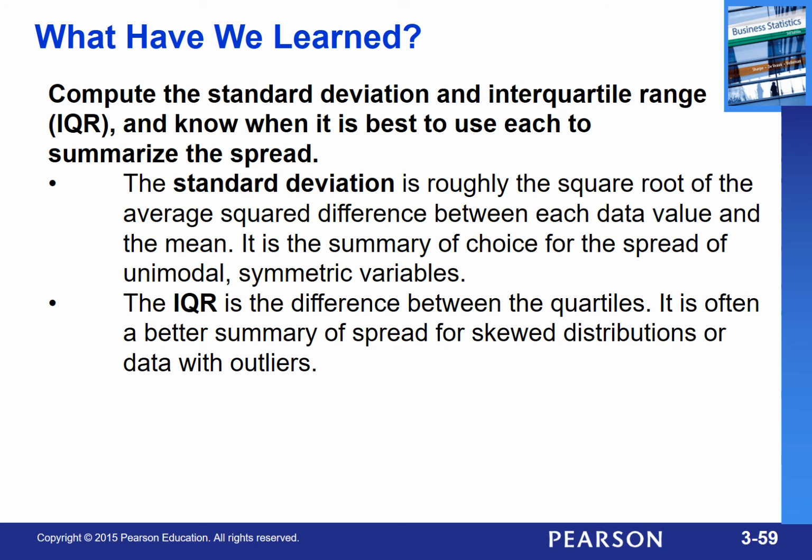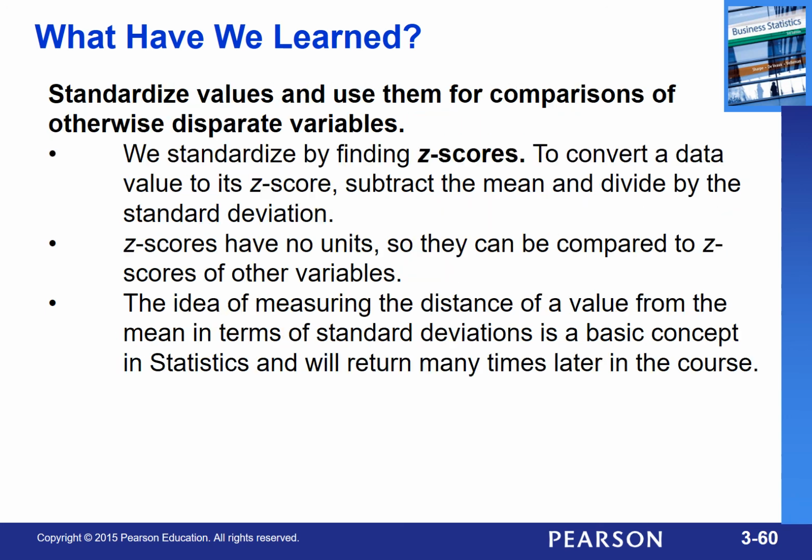Standard deviation we want to think of as the average distance from the mean. IQR is the middle 50%. When it comes to skew, IQR and median. When it comes to things that look relatively symmetric, standard deviation and mean.